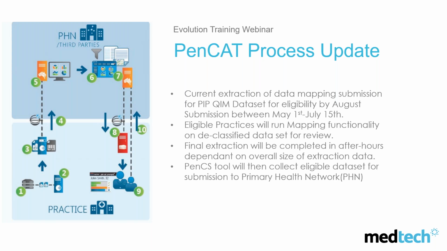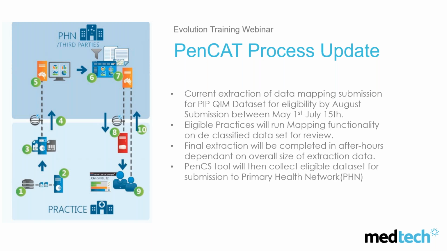This is information that we have directly for the next submission of the PIP QI data set. So you can see what the PHN are looking for. The latest submission of the data manipulation occurs there for eligibility between May 1st and July 15th. At the moment, we've had previous submissions that have gone to the PHN and been reviewed. So there are particular guidelines there. You can see eligible practitioners will run mapping functionality on the declassified data set. Same as what's occurred before.